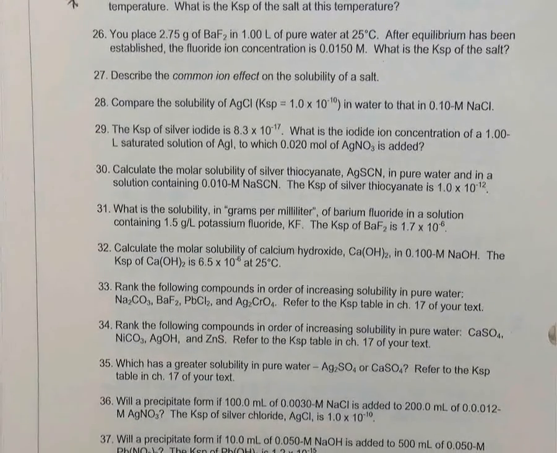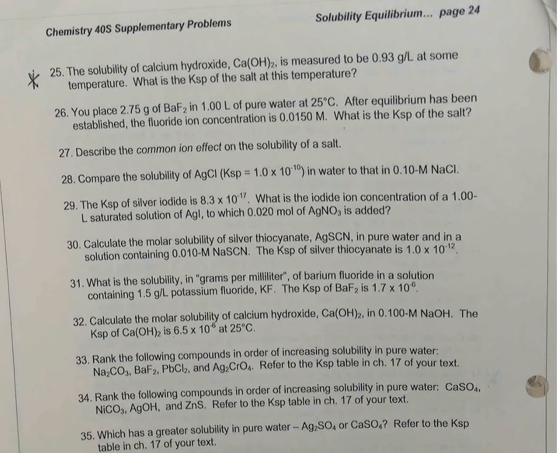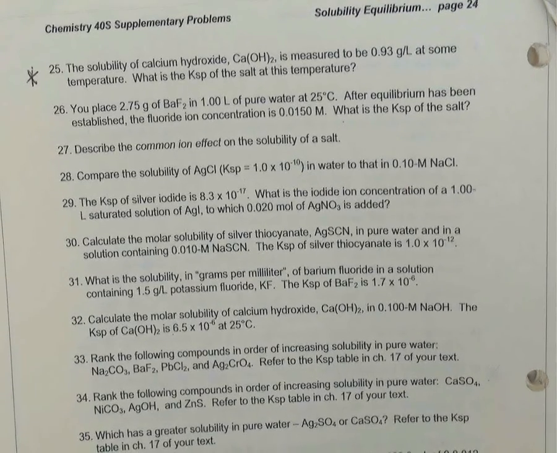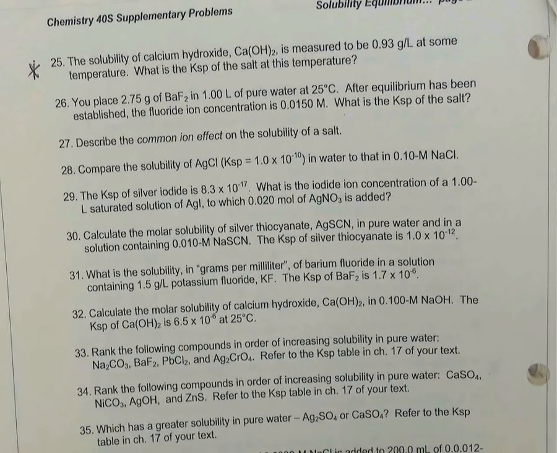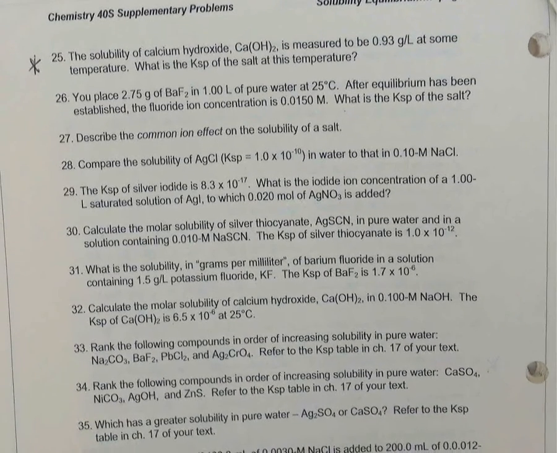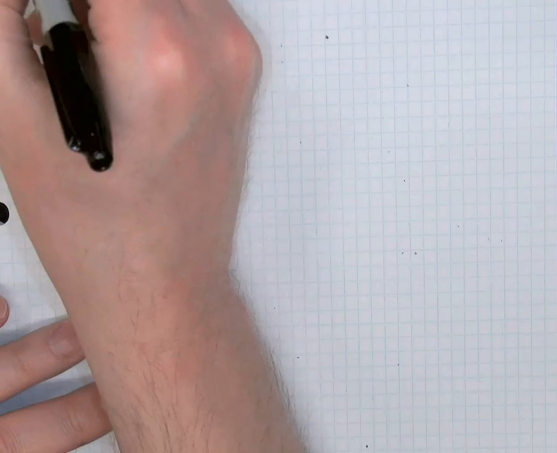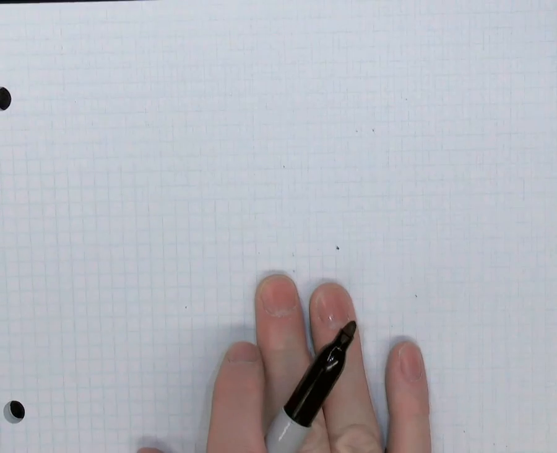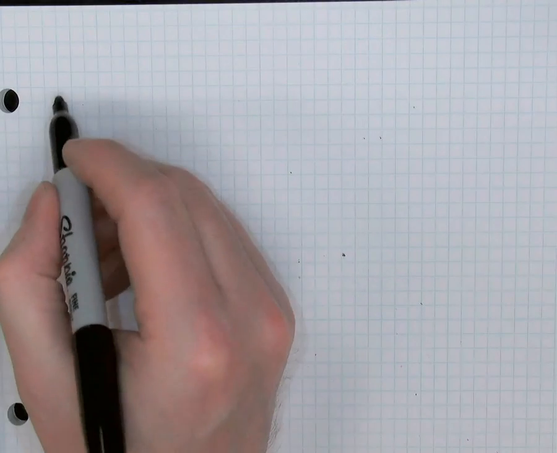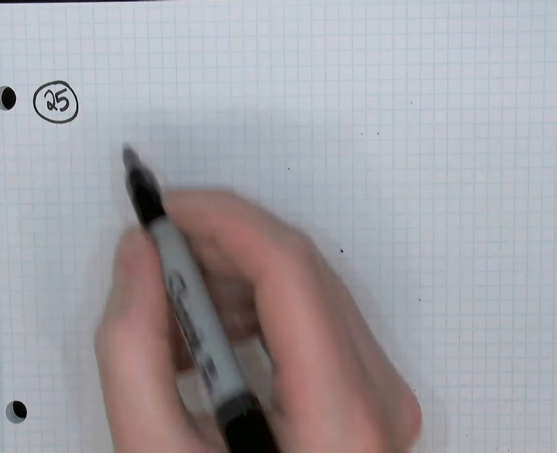So notice they gave us the solubility. Now it's not expressed in moles per liter, it's expressed in grams per liter, so that's a small problem. But then they've basically given us the solubility and they want to know what the Ksp would be. So we're going to approach it in a very similar way, but the first thing I'm going to do is take that solubility that they gave us and convert it from grams per liter to moles per liter. We need to have the solubility as a molar solubility.